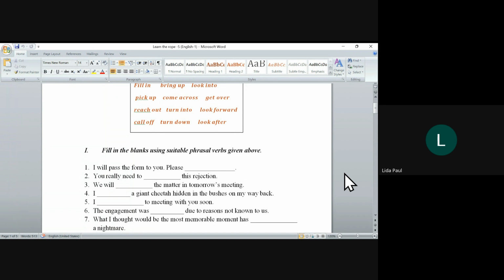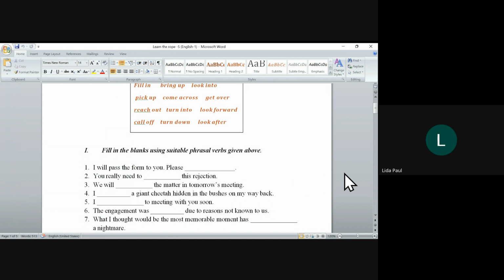Now, some blanks may look like they have multiple answers, but we are going to choose only the most appropriate ones here. The ones that give the best of the meanings.